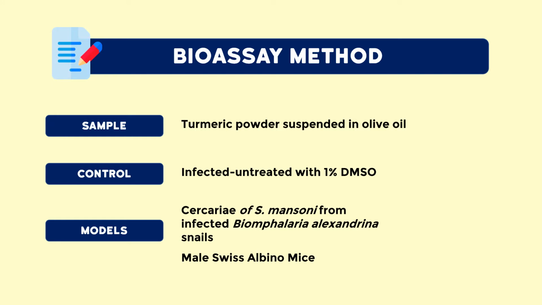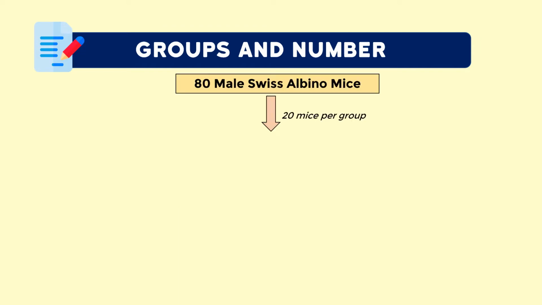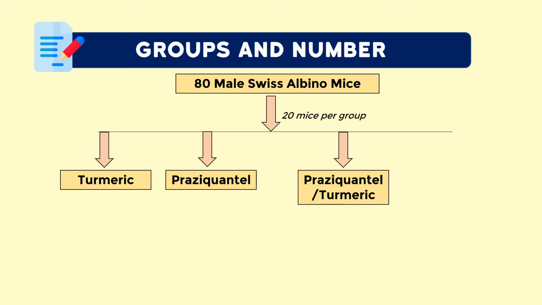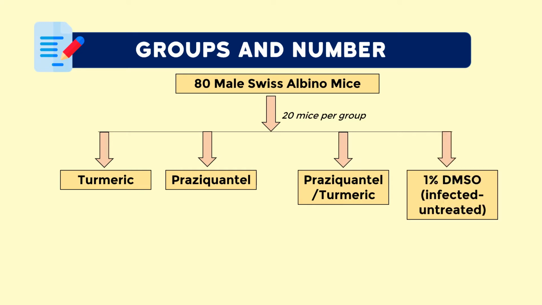Turmeric powder suspended in olive oil was used as a sample, and infected and treated with 1% DMSO was used as a control. The cercariae of S. mansoni from infected Biomphalaria alexandrina snails and male Swiss albino mice were used as models. 80 male Swiss albino mice were divided into 4 groups, 20 mice each, representing the turmeric-treated group, praziquantel-treated group, turmeric and praziquantel combination group, and the 1% DMSO group.